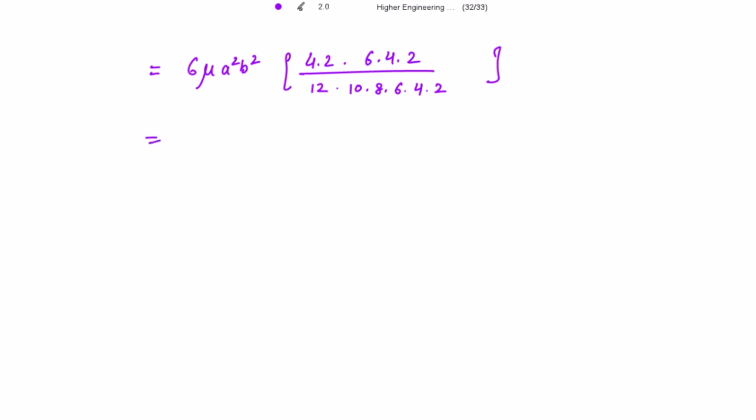So this is equal to, okay, 6 goes off, 4 and 2 cancel, 4 2s are 8, okay, then 6 2s are 12. So this is mu a square b square over 20. That is the required mass.